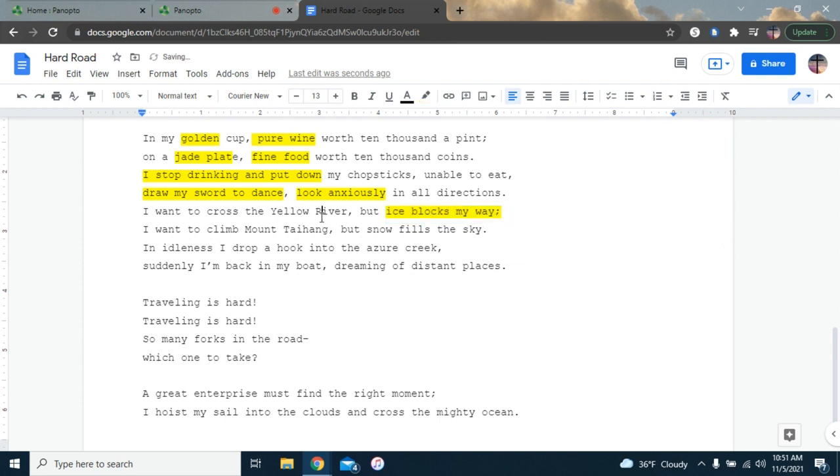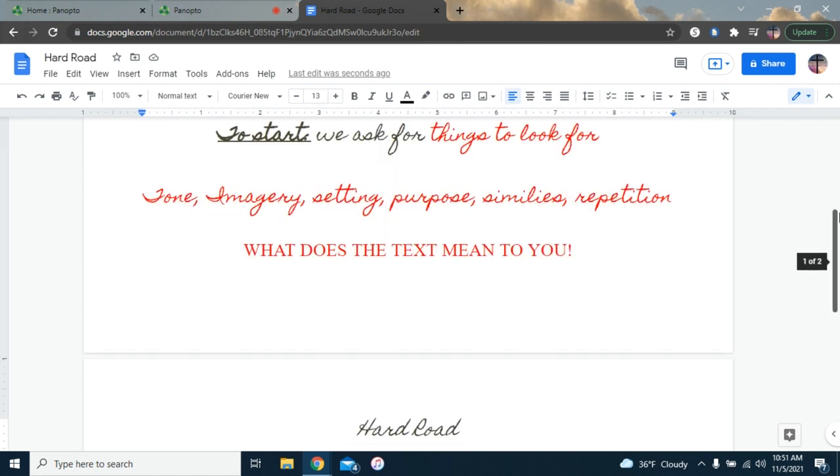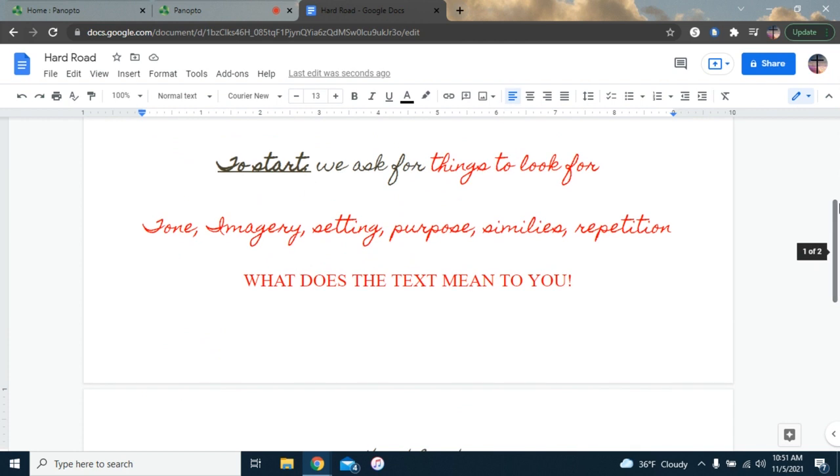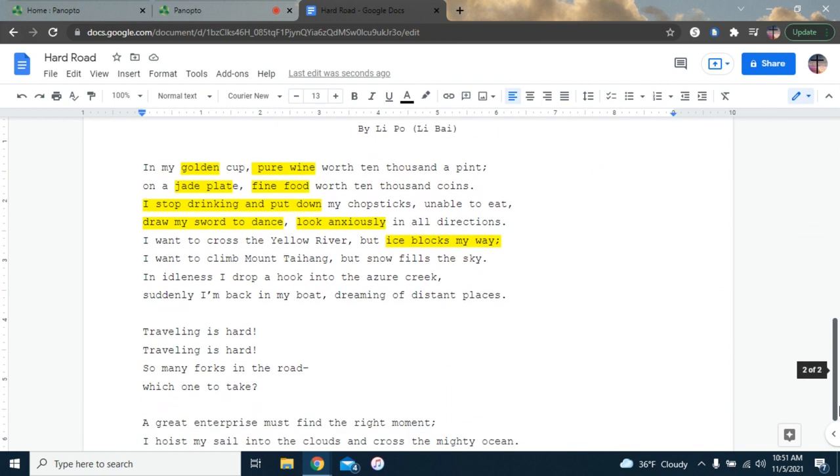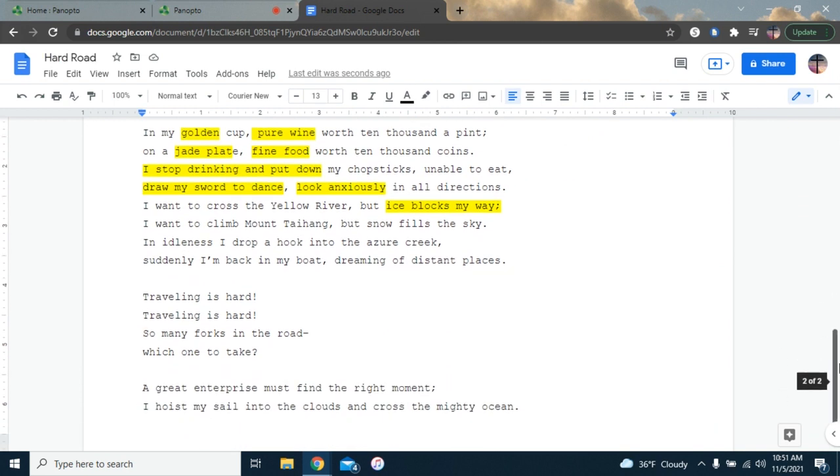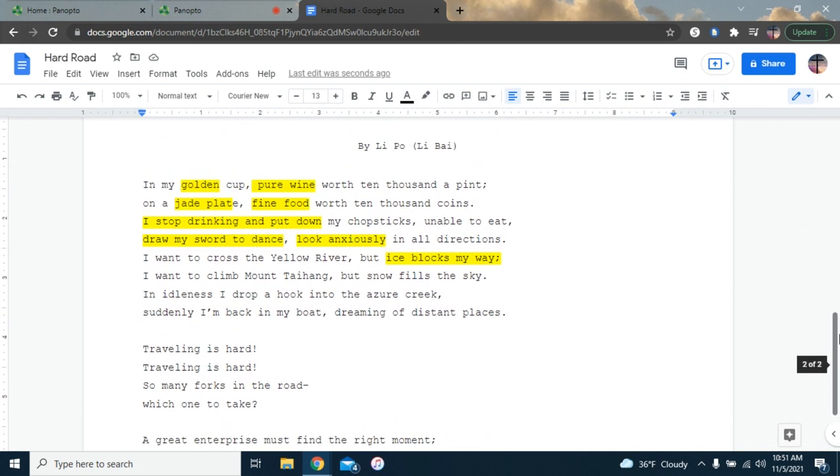And that's as far as I'm going to go, but when you turn in your final copy of your annotation, I want you to just go ahead and go through and highlight all of the imagery that you see within the poem. And then for any repetition, the terms that I listed above, tone, imagery, setting, purpose, similes, repetition, I kind of want each one in a different highlight. If you can give me a guide as to what color you've chosen to highlight each literary device.